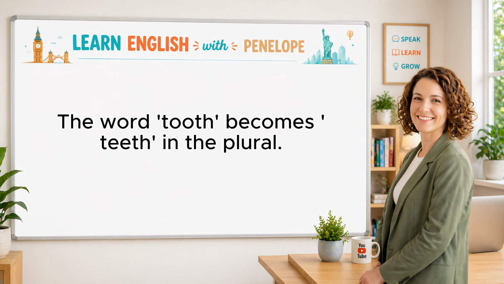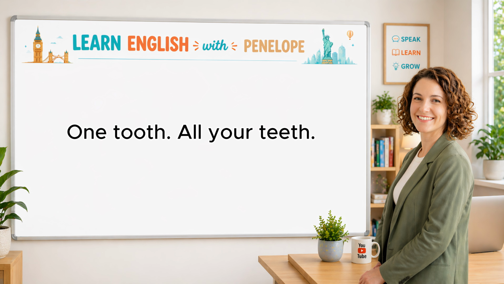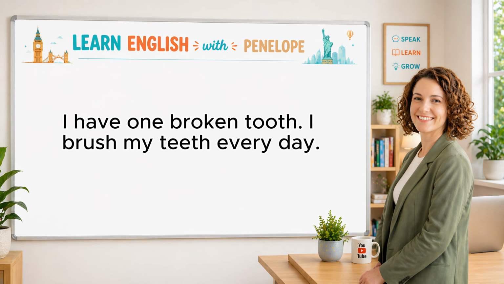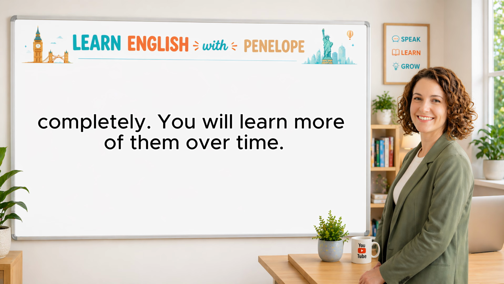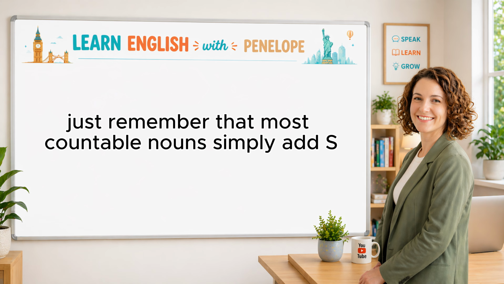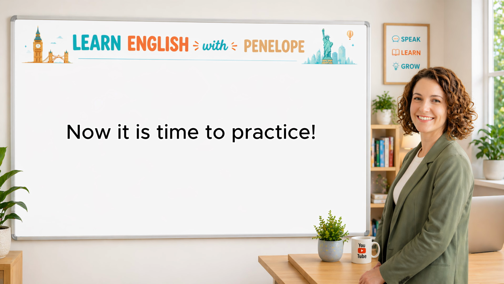The word tooth becomes teeth in the plural. 1 tooth, all your teeth. I have 1 broken tooth. I brush my teeth every day. These are special words that change their form completely. You will learn more of them over time. For now, just remember that most countable nouns simply add S for the plural, and a few special ones change in a different way.